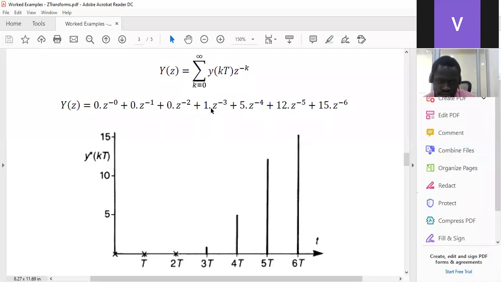Then for K is equal to 3, you have 1. If you trace it down, you have 1 here. For K is equal to 4, the amplitude is 5. So this is K is equal to 4. If you trace it here, you have 5. Then for K is equal to 5, the amplitude is 12. Then for K is equal to 6, the amplitude is 15.